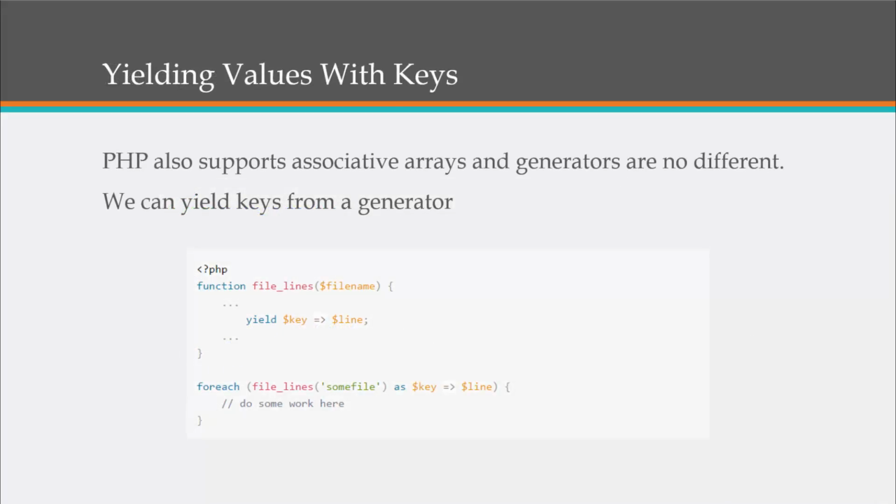We can also yield values with keys. PHP supports associative arrays, and generators are no different. We can yield keys from a generator, and this is just a really simple example. It's not a full example, but you can see that we can yield the key and then the line, just as if it was an associative array. And then we can, of course, use it inside of a foreach.